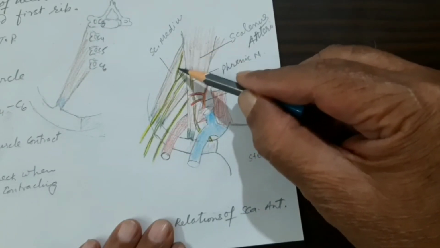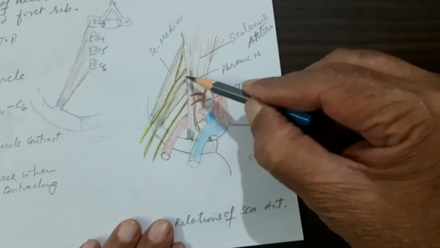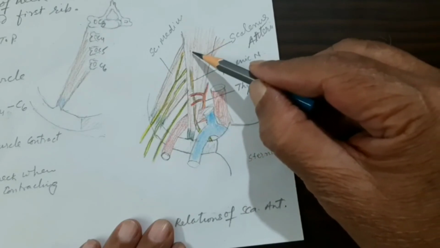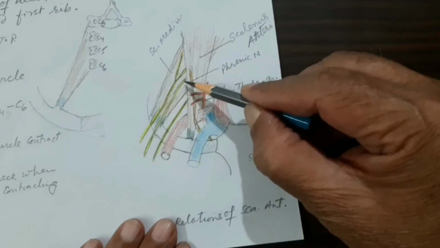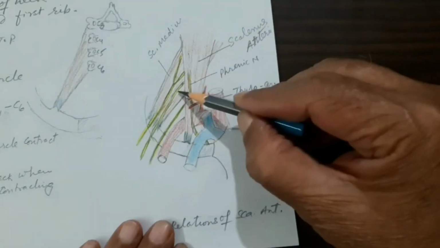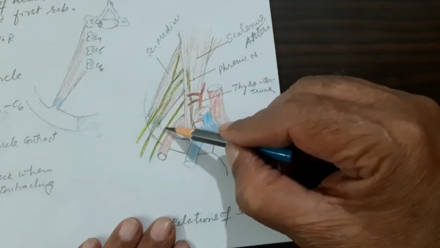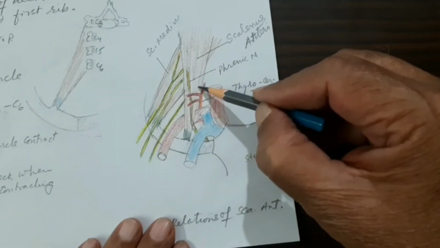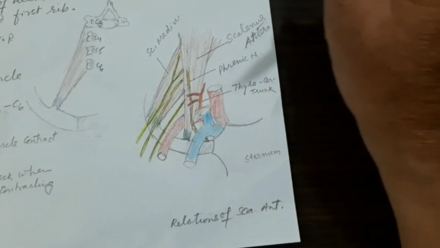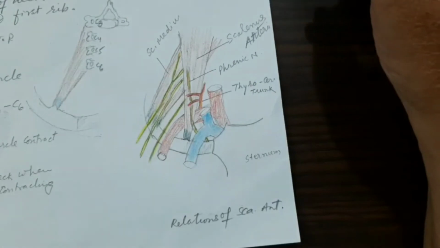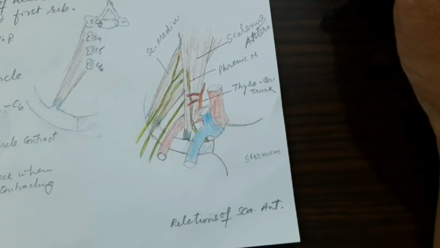I have just drawn a small part of the C5 and C6 roots so that you can get an idea of how the roots form the trunks. So here C5 and C6 spinal nerves, the ventral rami, which are the roots of the brachial plexus, will be there, and this is the middle trunk, which is the continuation of the seventh ventral ramus. This is the lower trunk, which will form by the roots of C8 and T1. So these roots are hidden behind the posterior surface of the scalenus anterior muscle. Okay, so these are the roots of the brachial plexus which are related.